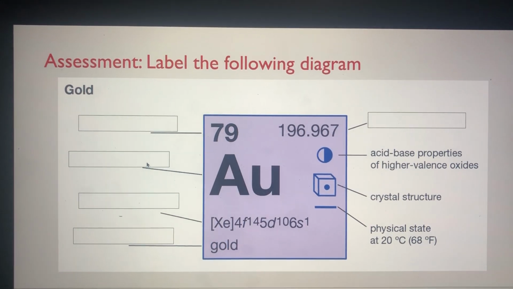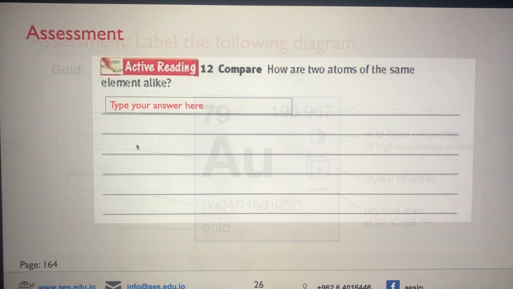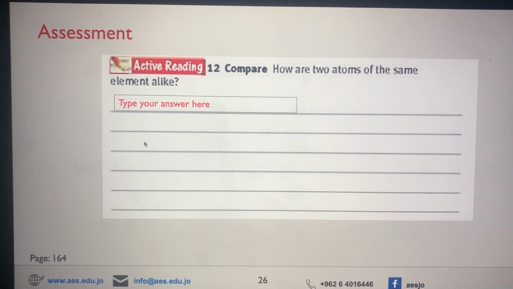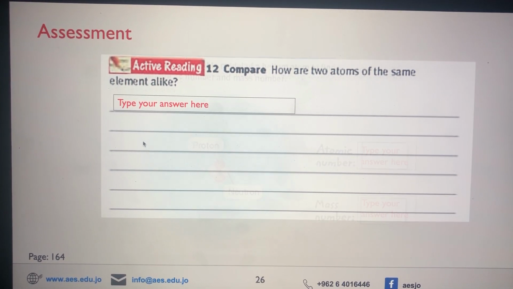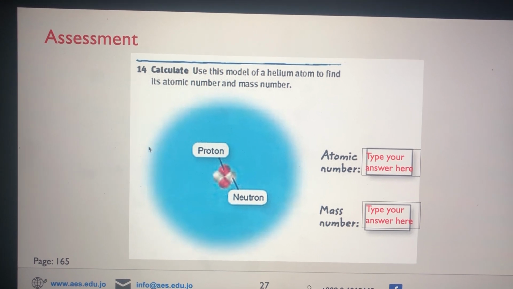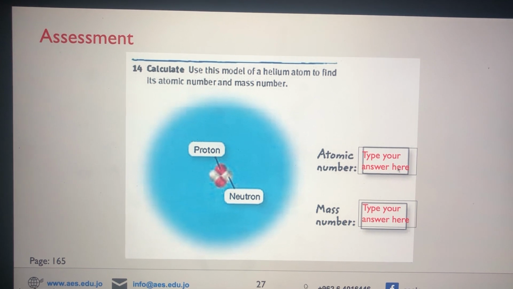So based on the following information, please label the following diagram. And please answer this question on page 164 that asks you, how are two atoms of the same element alike? Also on page 165, use this model of a helium atom to find its atomic number and mass number. Please type your answer here.